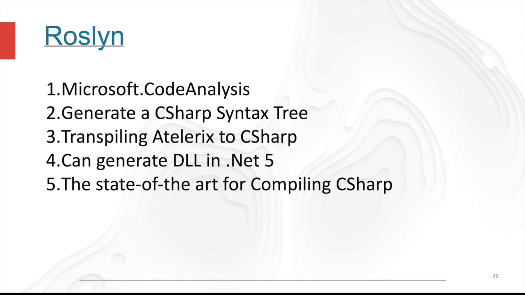But it also lets you build that syntax tree programmatically through Roslyn. What this means is I could build a transpiler, something that converted Atelerix into C#. And of course, through Roslyn, I can generate a DLL in .NET 5, because that's what it's all about: building and generating DLLs. This is pretty much the state of the art for compiling C#, so it's not going to go away anytime soon. All right, so let's take a look at what that looks like for us.